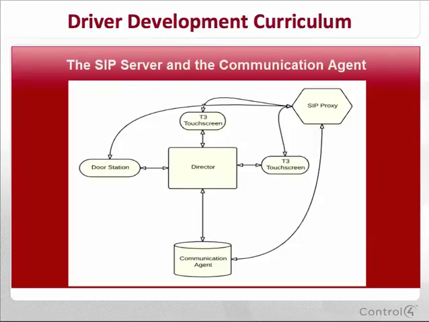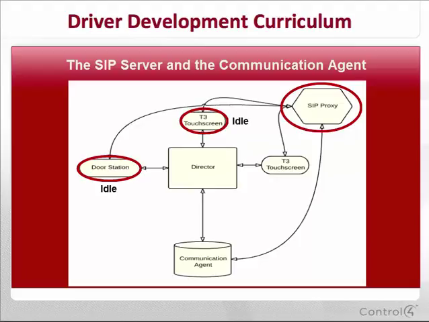Earlier, we mentioned that the communication agent and the SIP proxy communicate with each other. The device data managed by the communication agent needs to be shared with the SIP proxy. The SIP proxy relies on this data to set up communication between devices when they are available, referred to as idle, and prevent communication between devices that are not available. Not available states include not ready and busy.